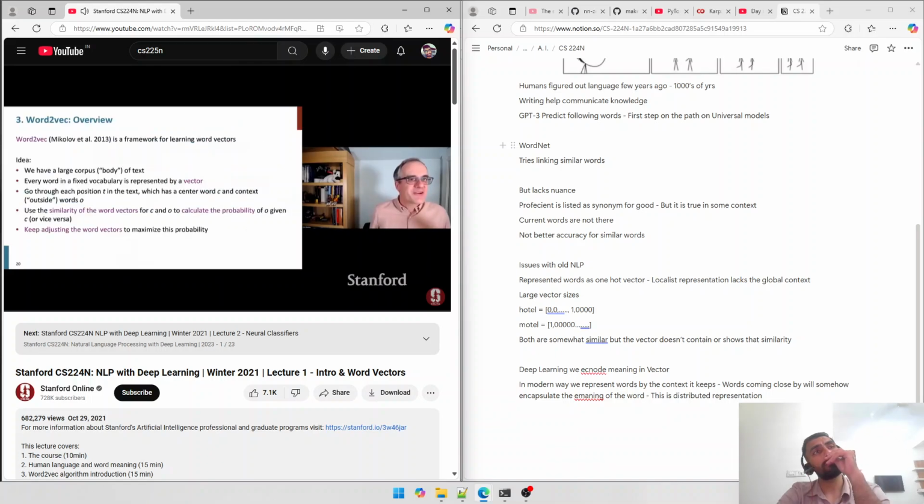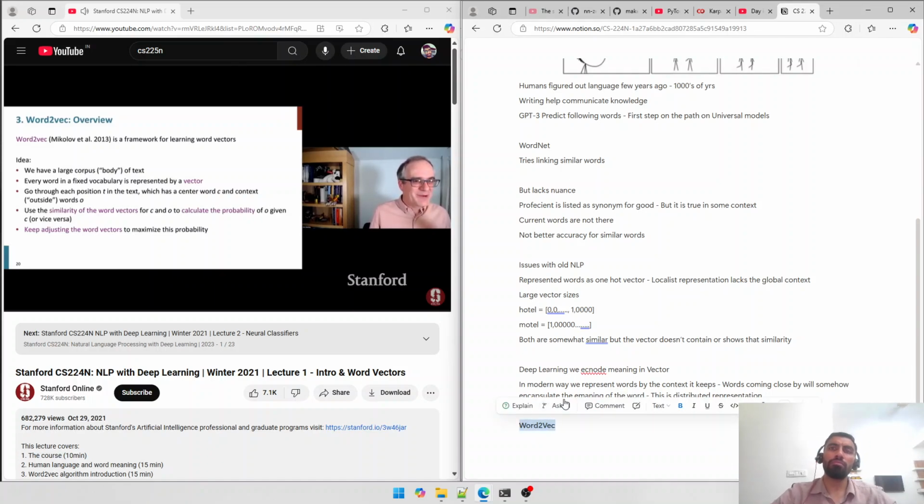So the algorithm I'm going to introduce now is one that's called Word2Vec, which was introduced by Tomas Mikolov and colleagues in 2013 as a framework for learning word vectors. And it's a simple and easy to understand place to start. So the idea is we have a lot of text from somewhere, which we commonly refer to as a corpus of text. Corpus is just the Latin word for body, so it's a body of text.